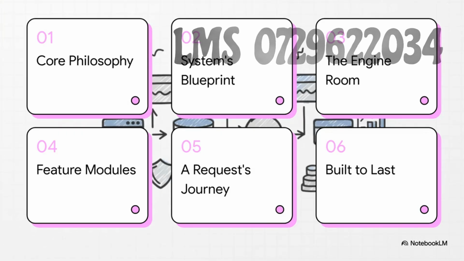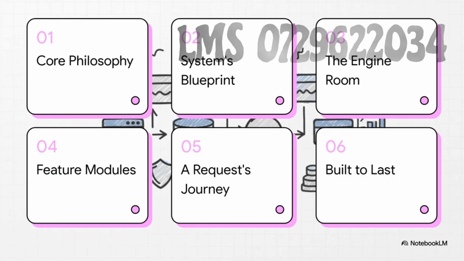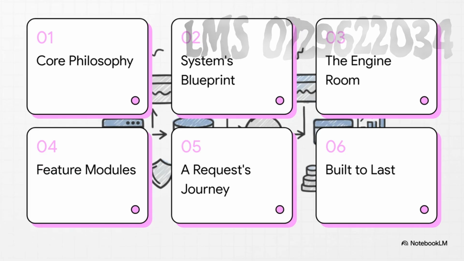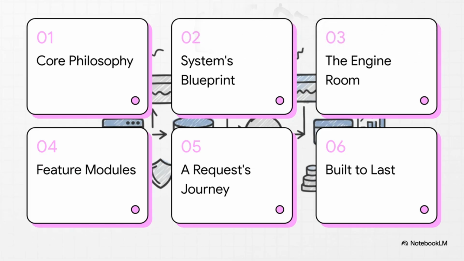So here's our roadmap for today. We're going to start with the core philosophy, the why behind it all. Then we'll look at the system's actual blueprint and peek inside the engine room. After that, we'll see how features get built. We'll follow a user's action from a single click all the way to completion. And then we'll wrap up with why this kind of structure is so absolutely critical.